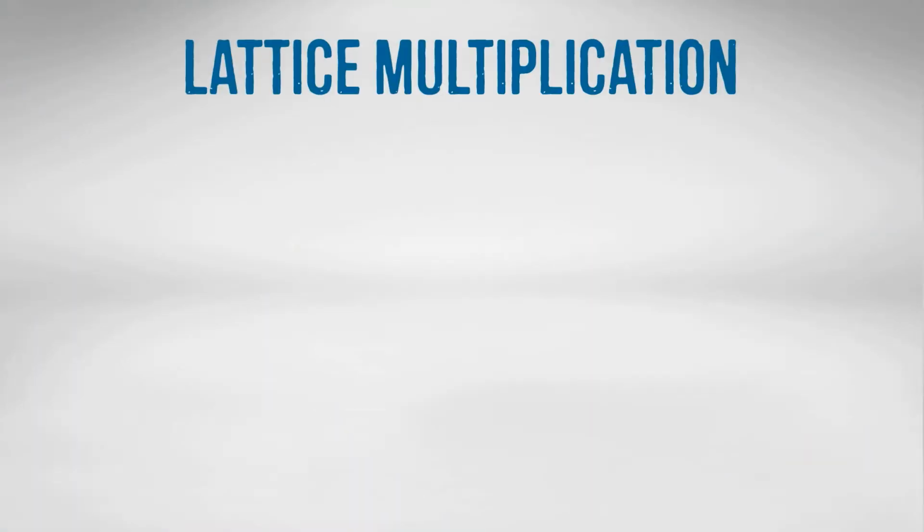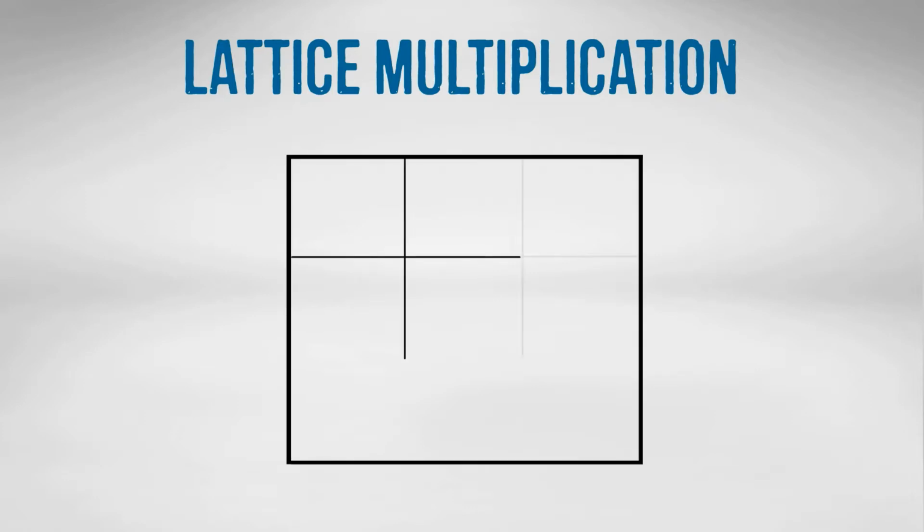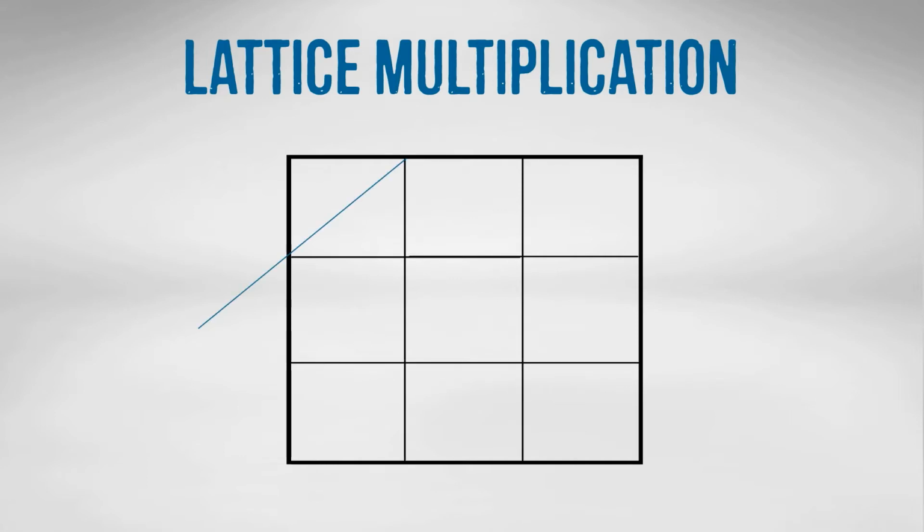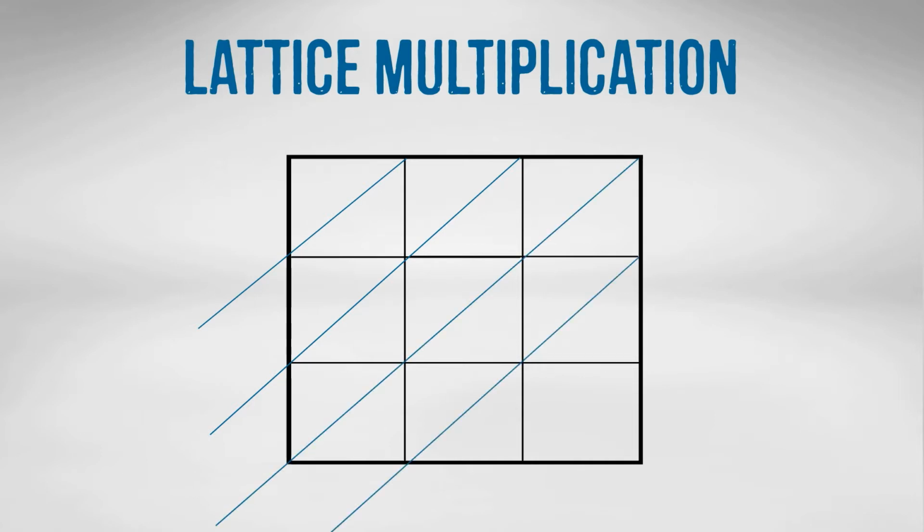Let's start by multiplying a 3-digit number by a 3-digit number. Draw a grid that has 3 rows and 3 columns. Next, draw a diagonal line through each box from the upper right corner to the lower left corner. Continue the line a short way past the grid. The lines look like alleyways. Now it's time to use lattice multiplication.